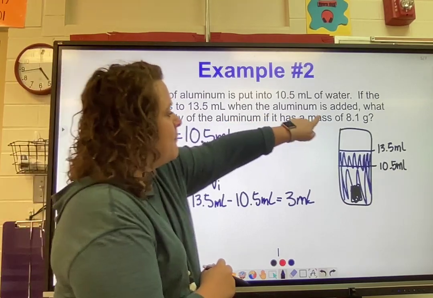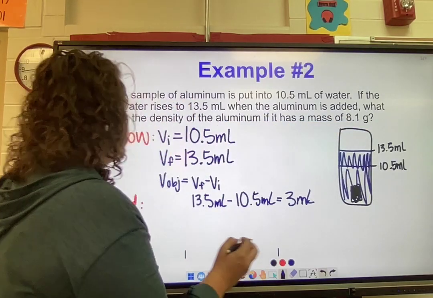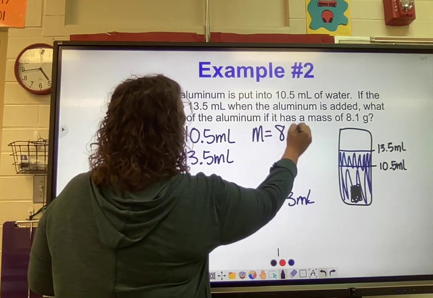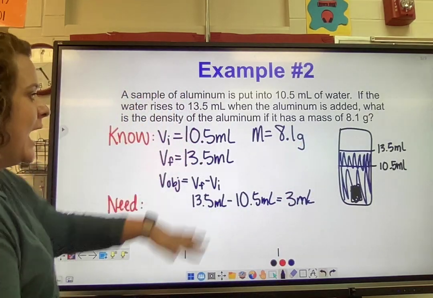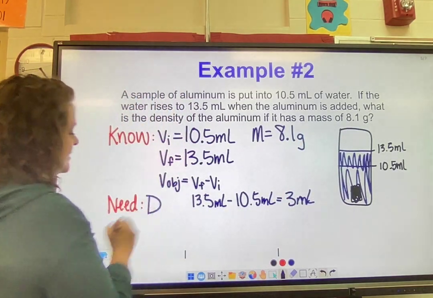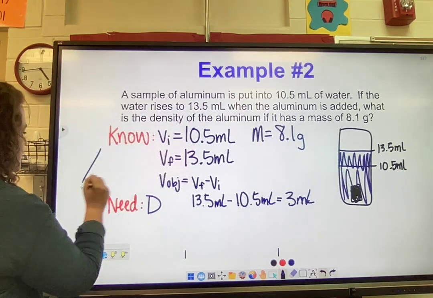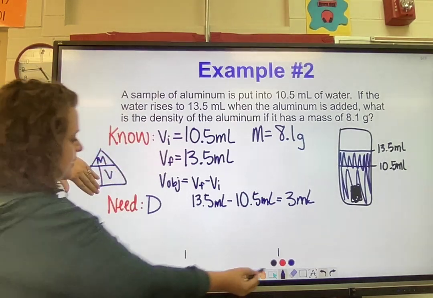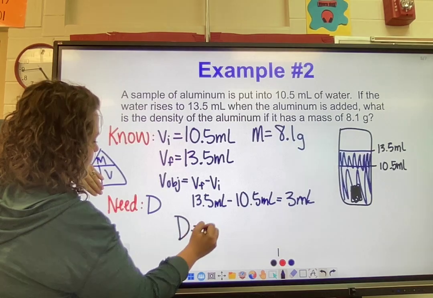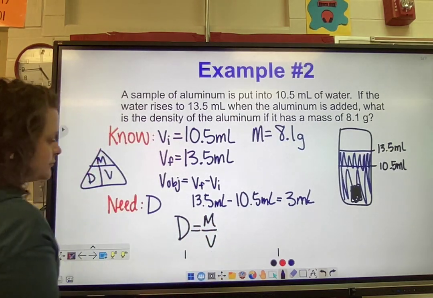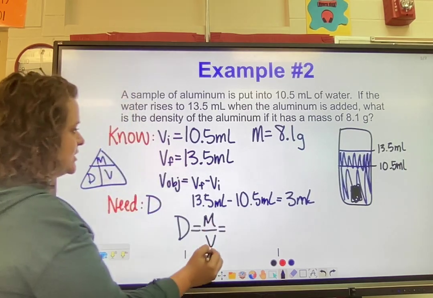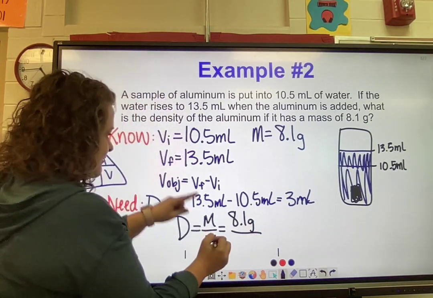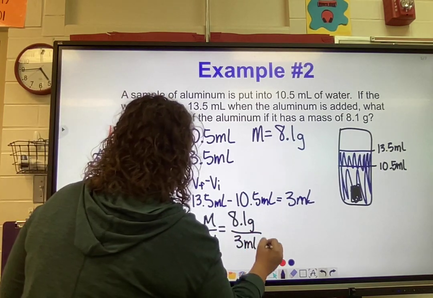Well, we also know in our next sentence it says, what is the density of the aluminum if it has a mass of 8.1 grams? So that means I know my volume, I know my mass equals 8.1 grams. So I'm solving, or I need density. Well, using my magic triangle, I cover up density, and my formula is D equals M over V. So now I just plug in my information. I've got my mass, which is 8.1 grams, over my volume, which was 3 milliliters.